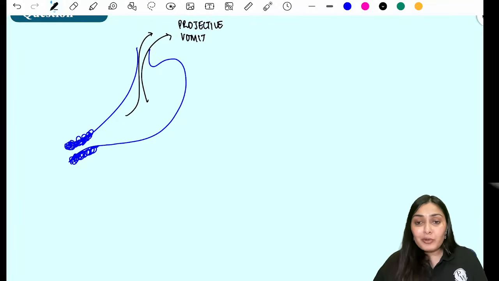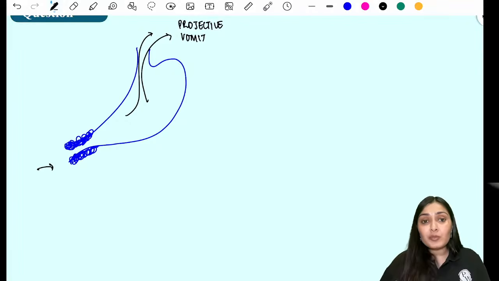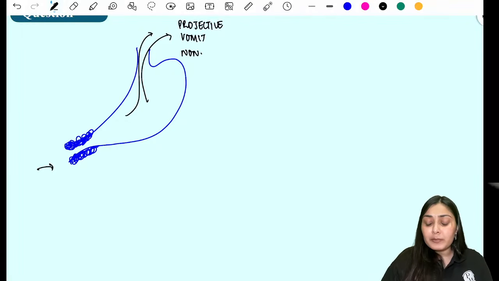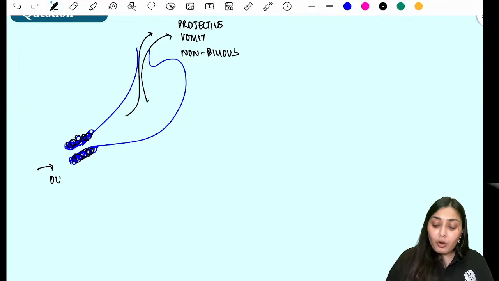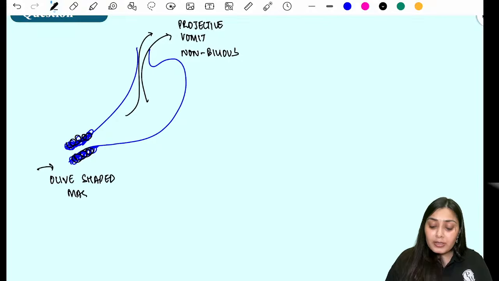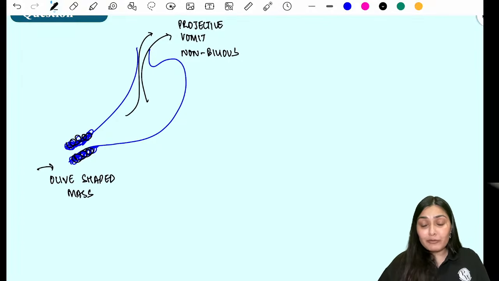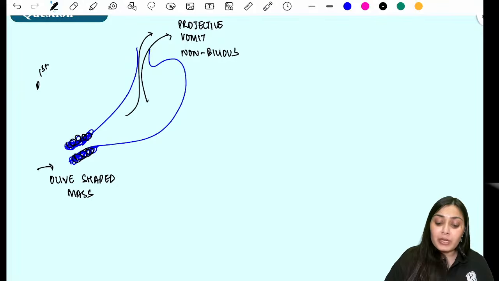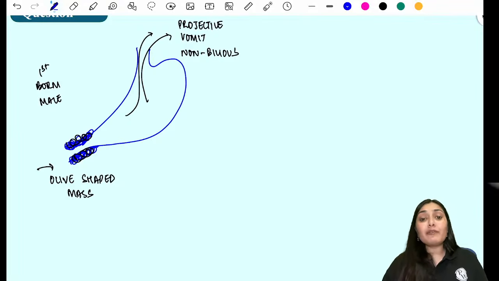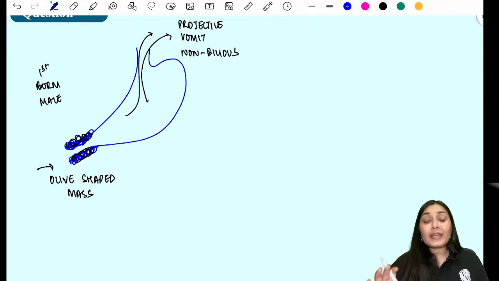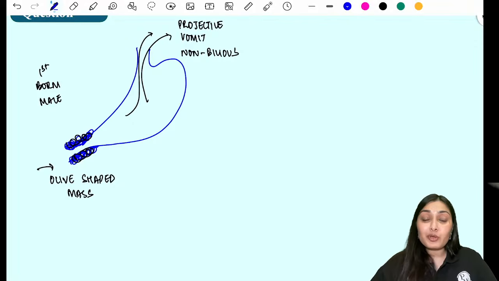Will these be bilious or non-bilious? Bile is secreted down in the duodenum, so this is going to be non-bilious vomiting. And on examination, this hardened, hypertrophic part appears like an olive-shaped mass that moves with peristalsis right to left. So this is the clinical scenario usually associated with the first-born male child. Projectile vomiting, non-bilious vomiting. Now the examiner is asking what are the metabolic problems that are going to happen in this child.